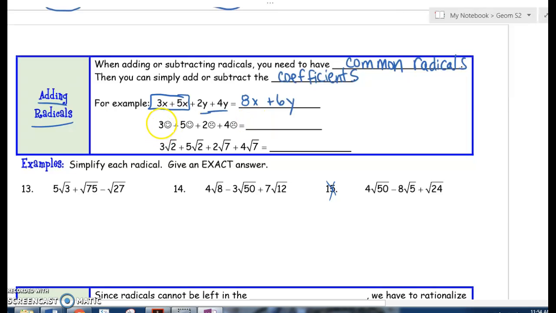Same idea with smiley faces. You got 3 smileys and 5 smileys, that makes 8 smileys. And then you have 2 frownies plus another 4 frownies. That makes a total of 6 frowny faces.